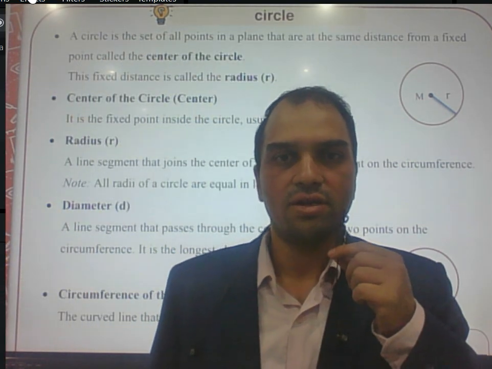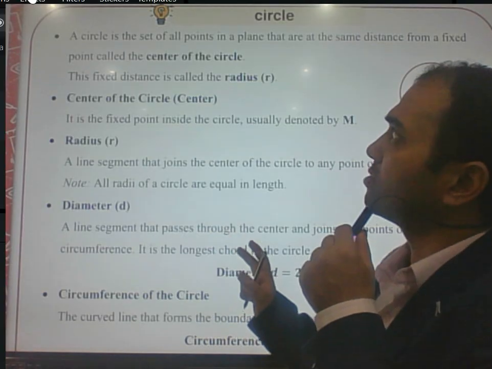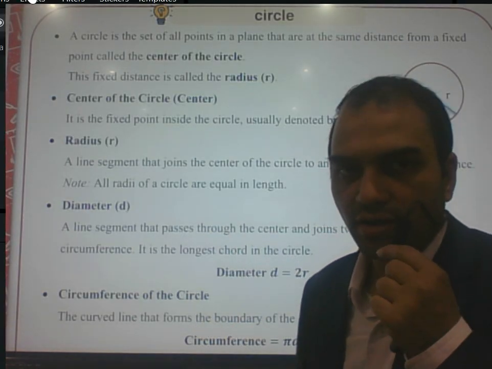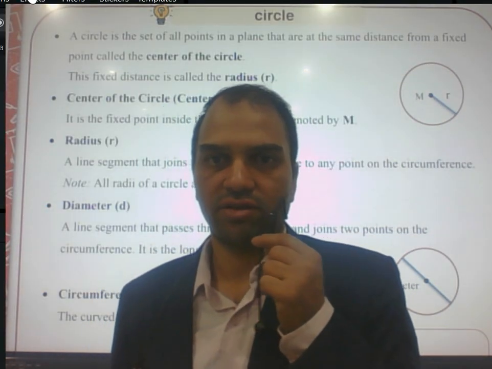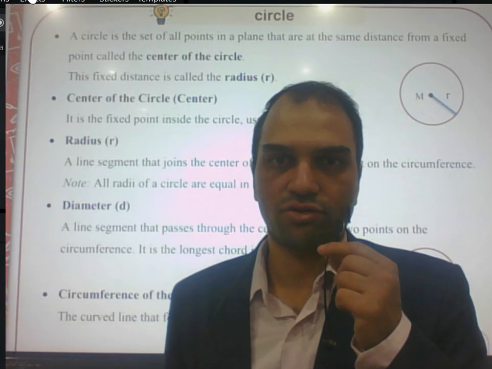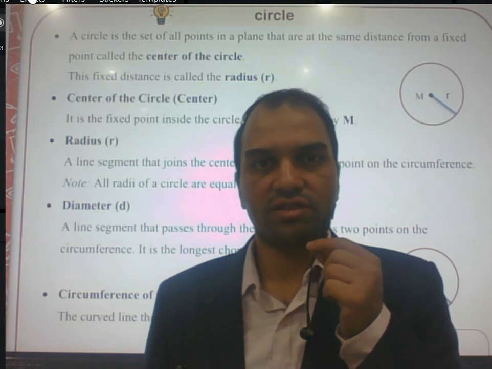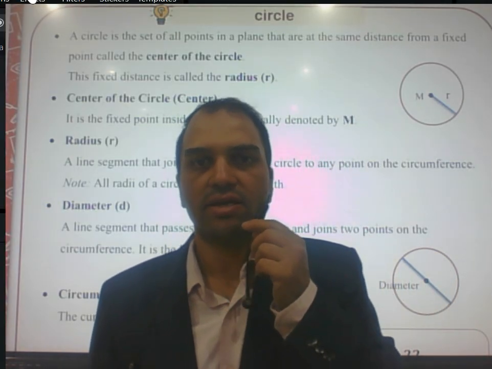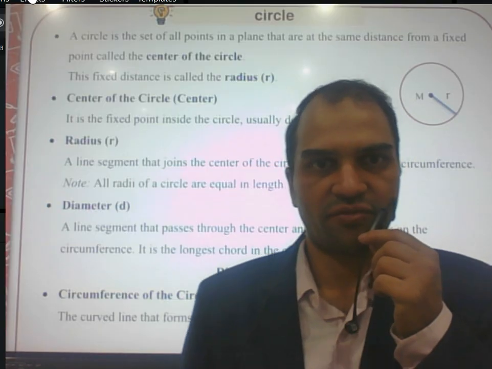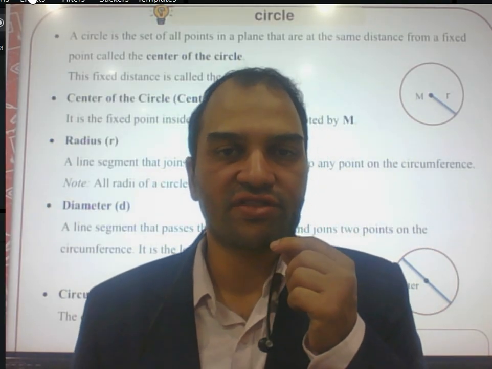Talk about the circle. This is lesson number 4, geometry. Today we'll explain how to find the perimeter of a circle and the area also. First, we must know the circle is a set of all points in a plane that are the same distance from a fixed point called the center of the circle.